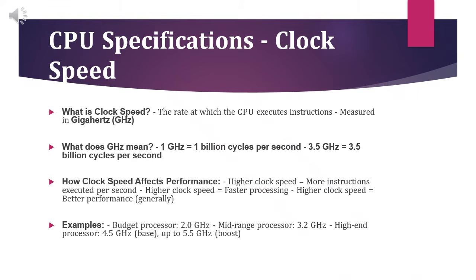High-end processors like the latest flagship models announced at CES 2026 have a base speed of about 4.5 GHz but can boost up to 5.6 GHz or higher when you need that extra power for demanding tasks.